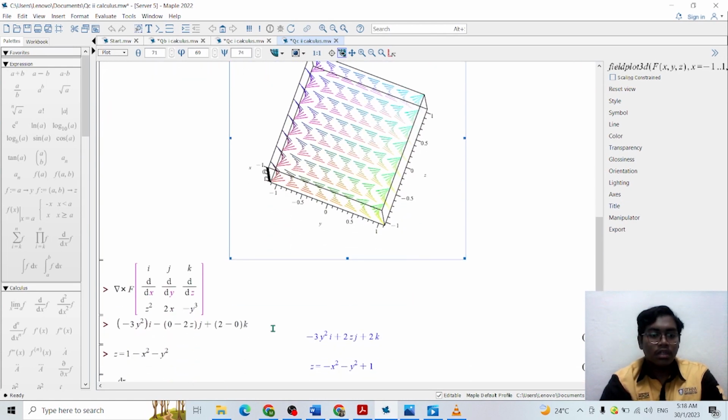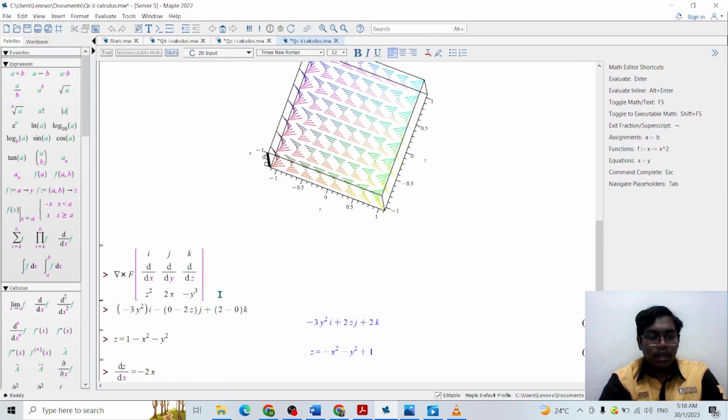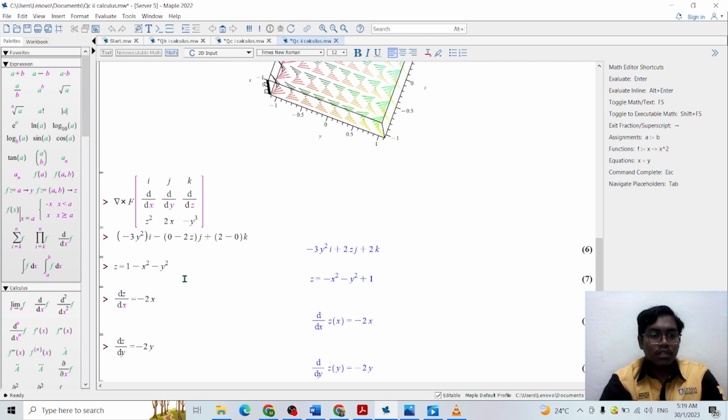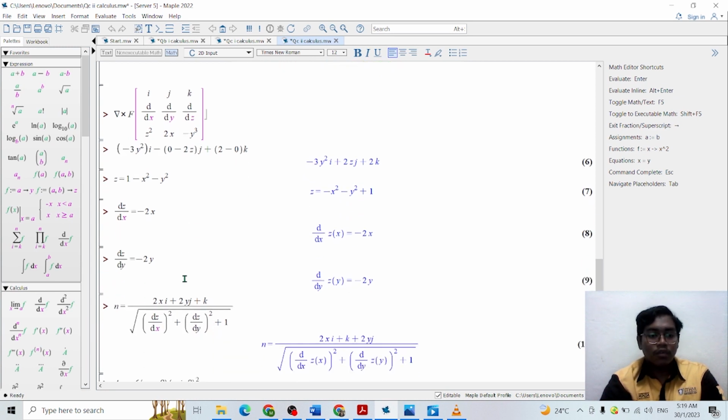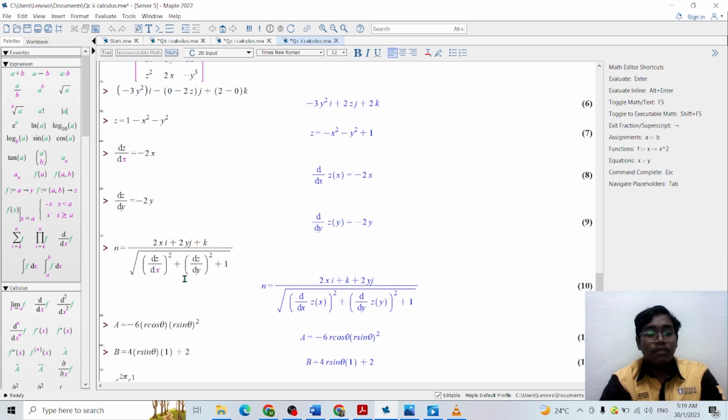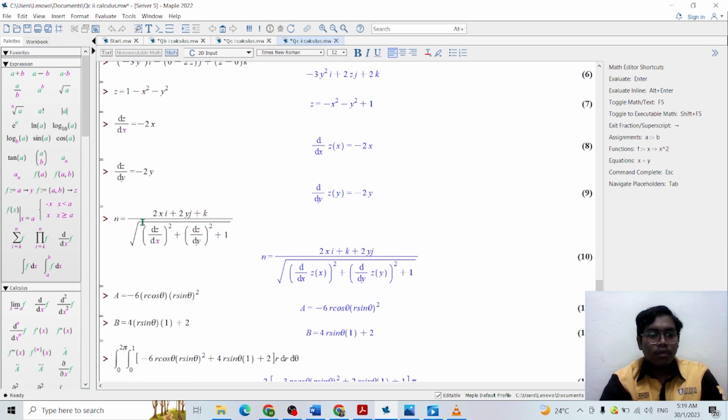Okay, next we use the matrix function, and the answer that we get is negative 3y squared i plus 2z j plus 2k. Then we call z equal to 1 minus x squared minus y squared, and we define dz over dx equal to negative 2x, and dz over dy equal to negative 2y. Okay, so next we have to find n. To find n, we put it into this formula, and this is the answer that we get.